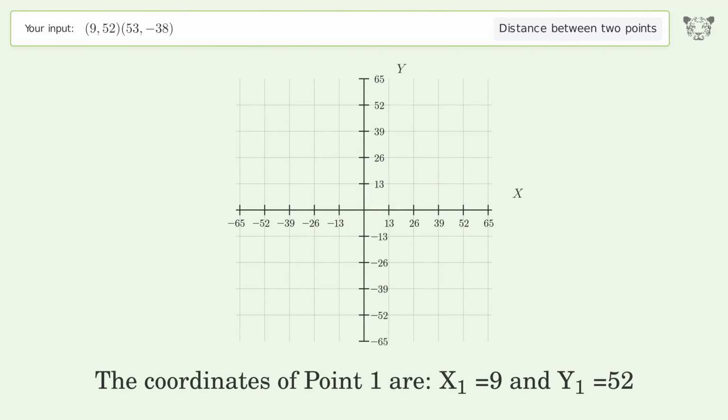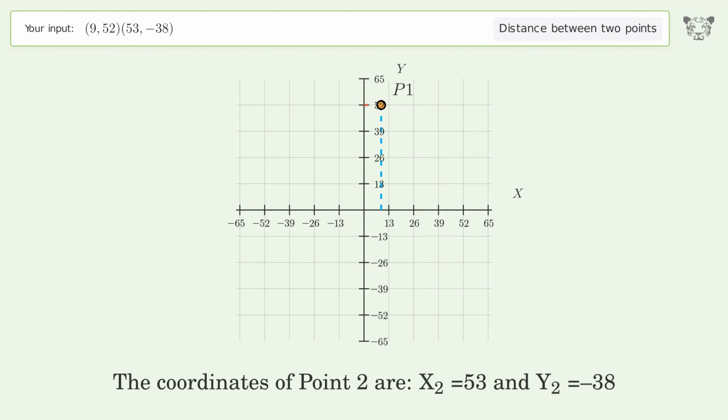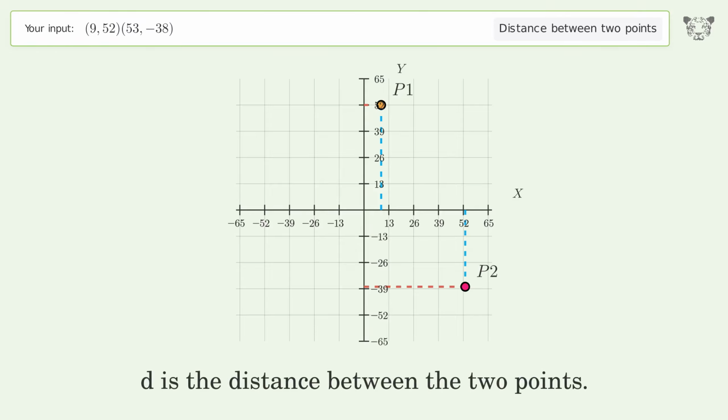The coordinates of point 1 are x1 equals 9 and y1 equals 52. The coordinates of point 2 are x2 equals 53 and y2 equals -38. D is the distance between the 2 points.